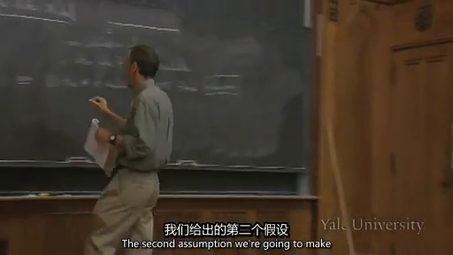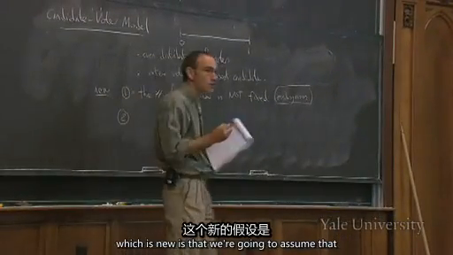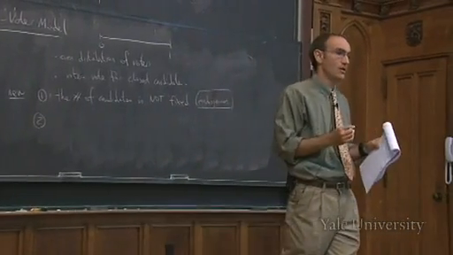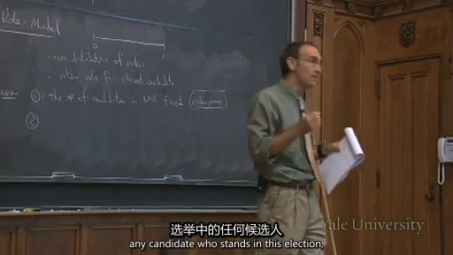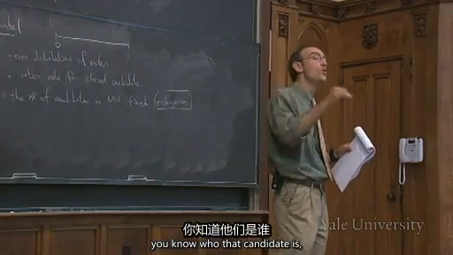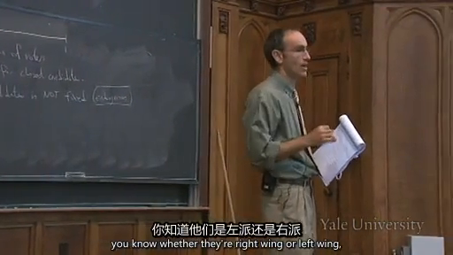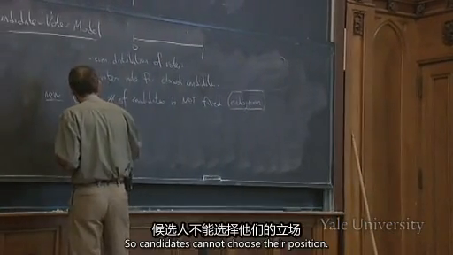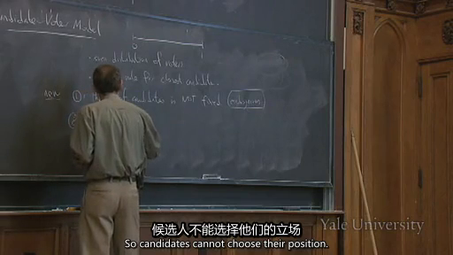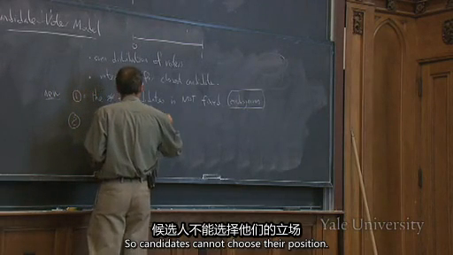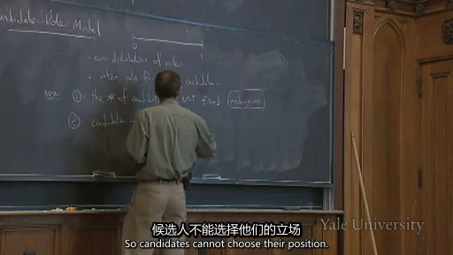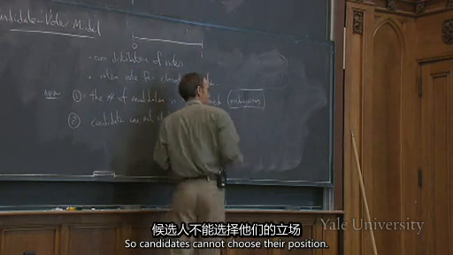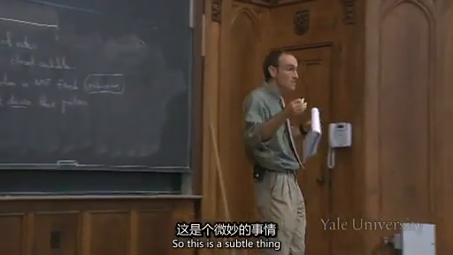And the second assumption we're going to make, which is new, is that we're going to assume that candidates cannot choose their position. So the idea is, any candidate who stands in this election, you know who that candidate is. You know whether they're right-wing or left-wing. So they can't tell you they're something else. So candidates cannot choose their position.